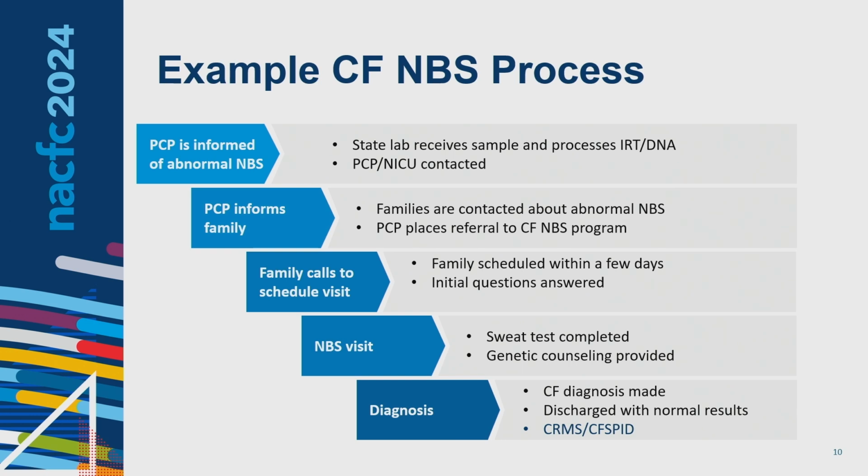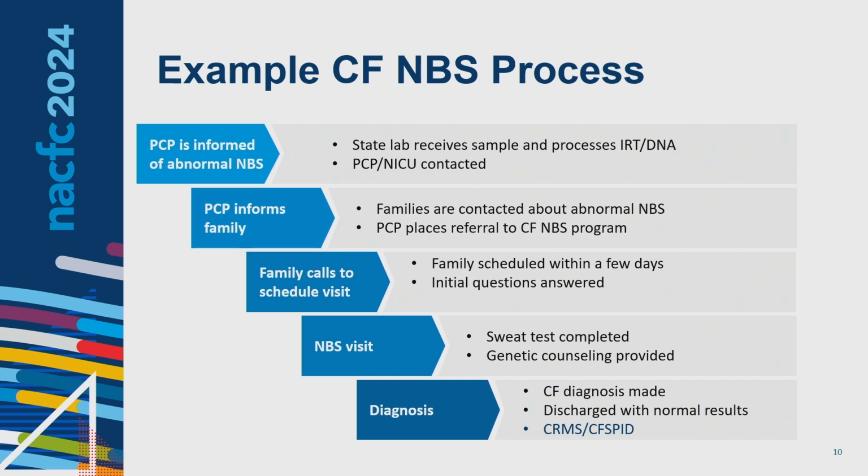So first, the state lab receives the sample, processes the IRT and DNA, and then reports the abnormal newborn screen for CF to the PCP or the NICU, et cetera. The PCP then informs the family of the abnormal newborn screen, and then the PCP places a referral to the CF newborn screen program. How it works at our center is that the family then calls to schedule a visit. They're scheduled within a few days. They speak with someone the same day and get their initial questions answered.